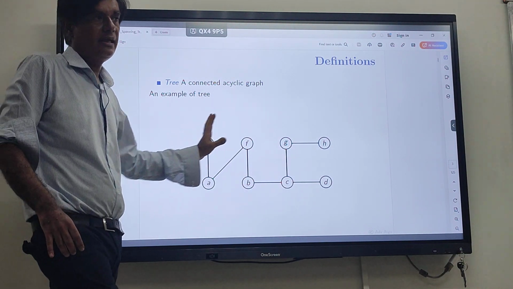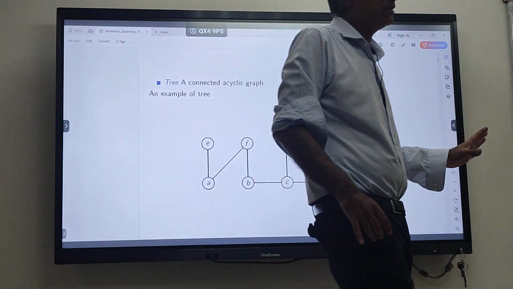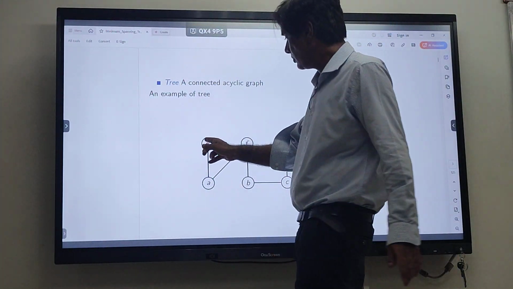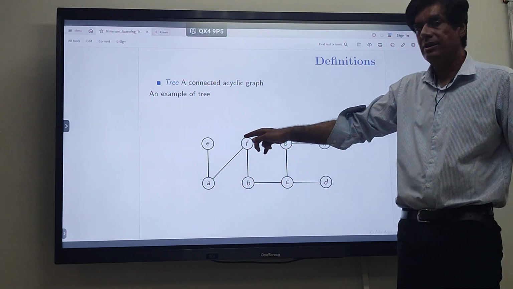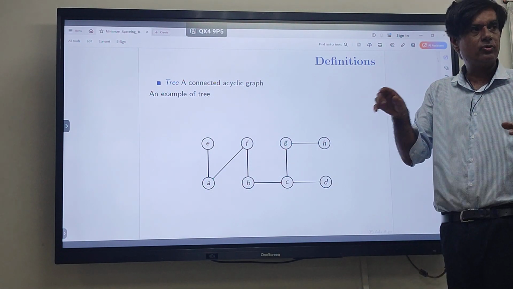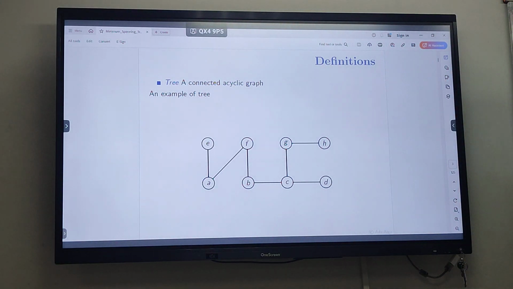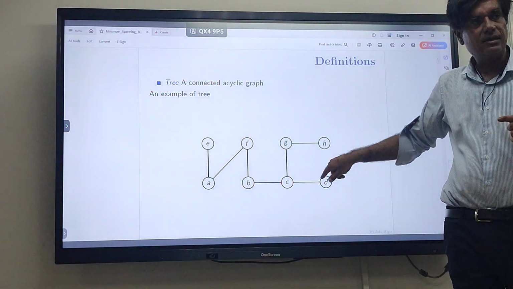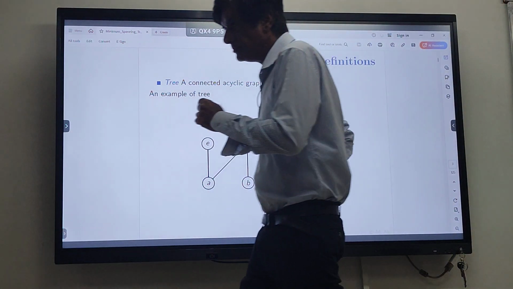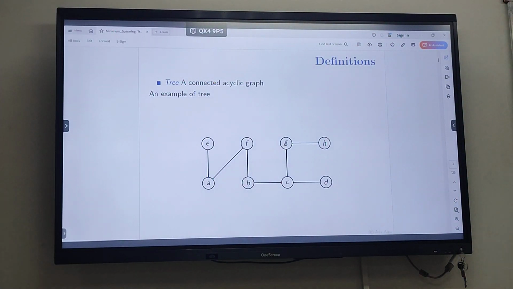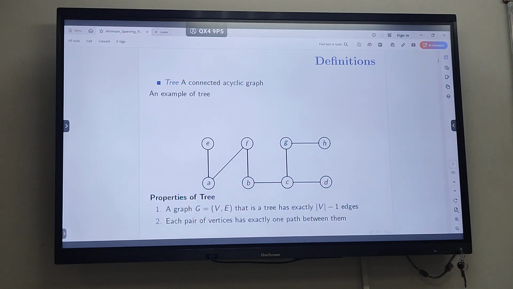So here is an example of a tree. You can see that every node is connected with every other node. We can, for example, go from E to say C, or from D to say F, or we can pick any two nodes and we can have a path between it. Okay? It can be multiple paths, it can be a single path, and there is no cycle in it. So this is basically what a tree is.